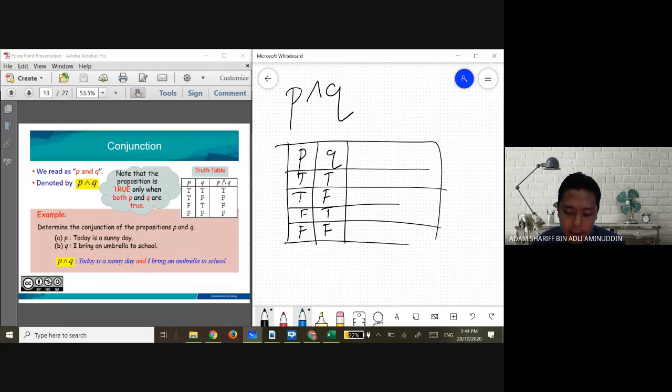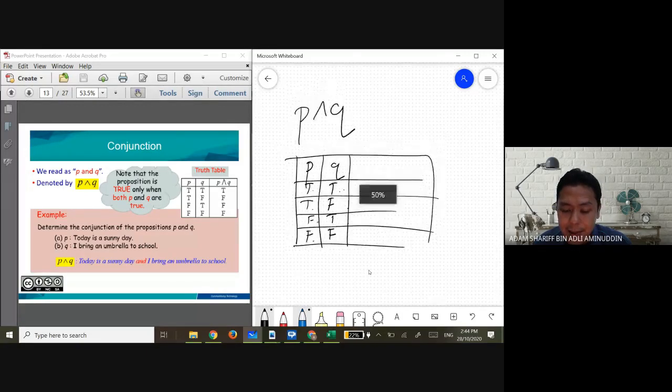In this order, to ensure that you don't have redundant combination. If you have TT, TF, FT, FF, that is a different combination with a different order.